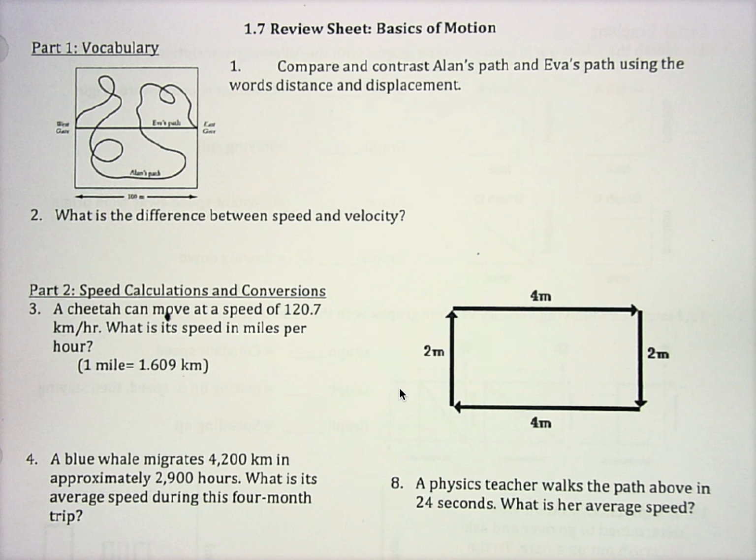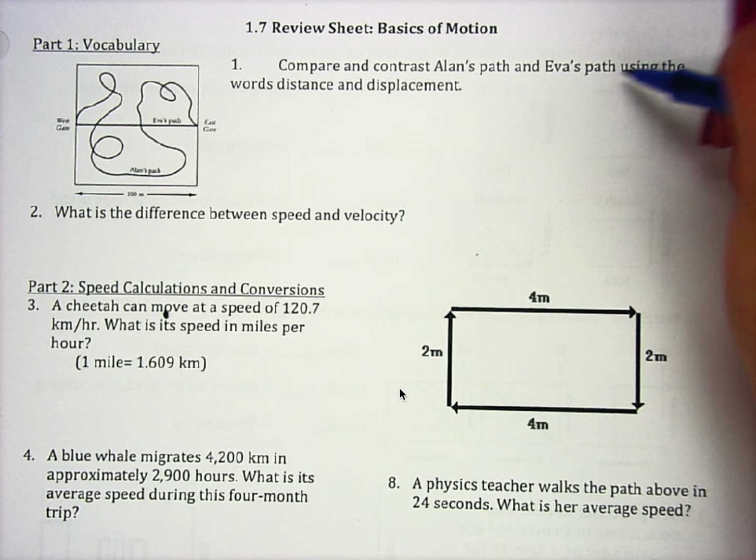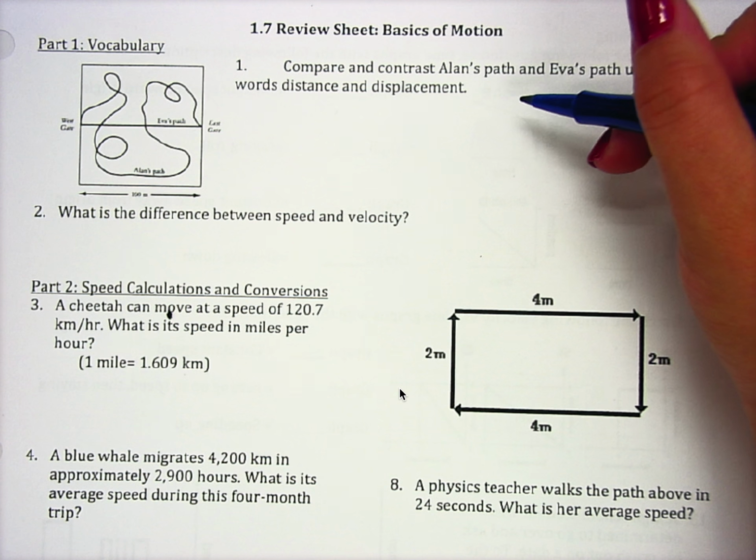Okay, so we're going to go over some of the basics of motion, some of those vocabulary, speed calculations, and stuff like that that you need to know for our unit test coming up. So first, compare and contrast Alan's path and Ava's path using the words distance and displacement.